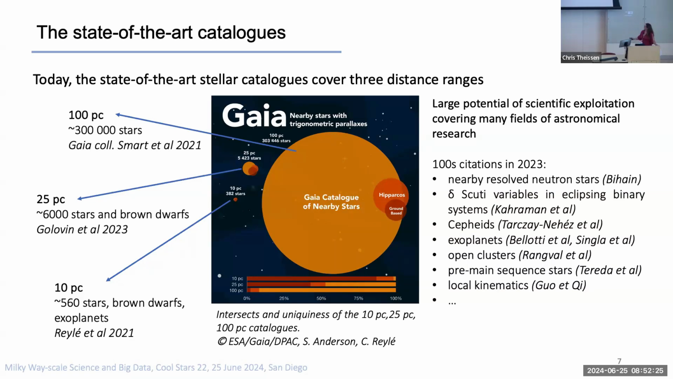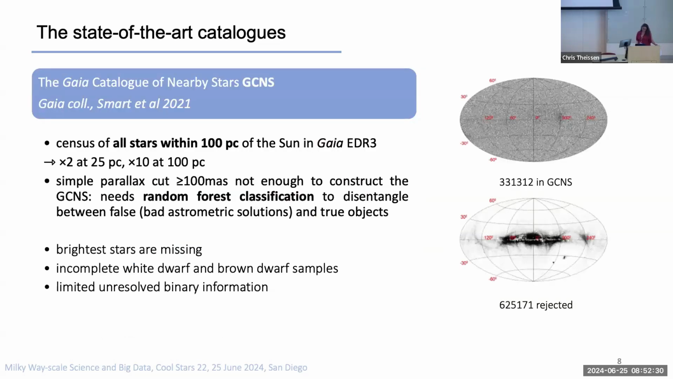I will go briefly through these different catalogs. The Gaia catalog of nearby stars was made only with Gaia data, and it's a census of all stars within 100 parsec. It was able to double the number of stars with a trigonometric parallax at 25 parsec and multiply by 10 at 100 parsec.